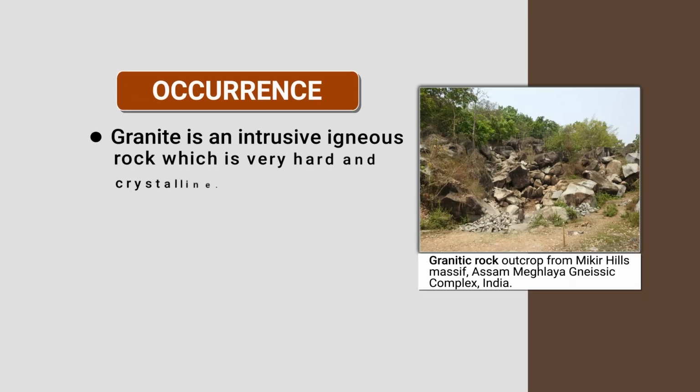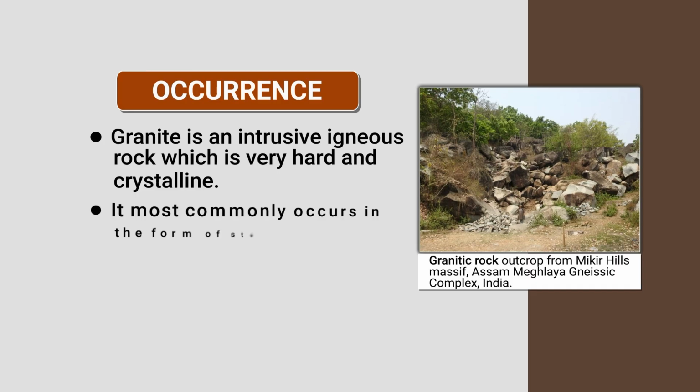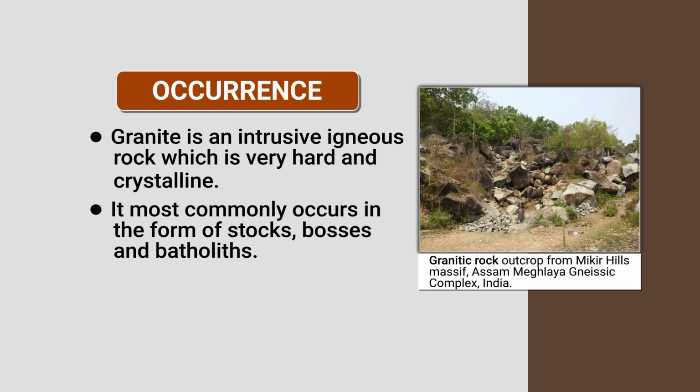Granite is an intrusive igneous rock which is very hard and crystalline, that is why they find use as building stones. It most commonly occurs in the form of stocks, bosses and batholiths. Here on the side you can see the boulders of granite falling off from a granitic plutonic body. This outcrop is from the Mikir Hills Massif belonging to the Assam Meghalaya Gneissic complex of northeastern India.